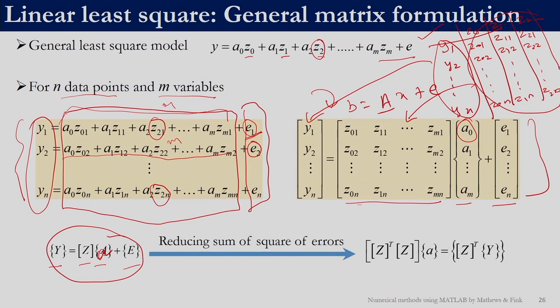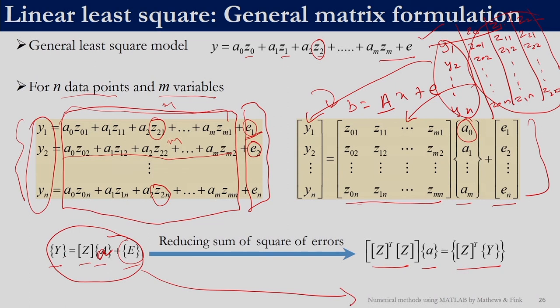So this is our problem. Now our job is to find out this a from this, and we do not know the error. So this has an analytical solution. This can be solved, and the solution to this is z transpose z into a is equal to z transpose y. If you are interested in how this derivation happened, how we got this analytical expression, you can look into the book by Matthews and Fink. This derivation is given there.